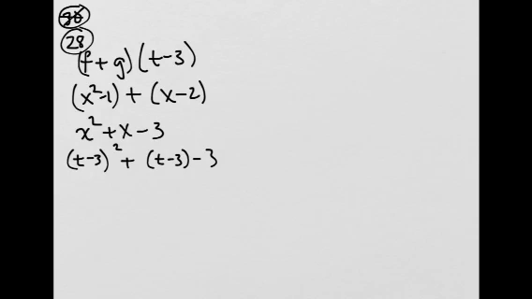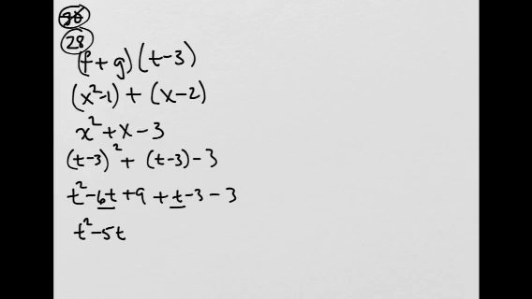So I've got to simplify here, right? I've got to square this. So this is t squared, don't forget the middle term, plus 9 plus t minus 3 minus 3. So I just got rid of the parentheses. So now I combine my like terms, t squared, got a negative 6t and a positive t, so that's negative 5t. I've got a 9, a minus 3, and a minus 3, so that's a 3. And that's the answer for 28.